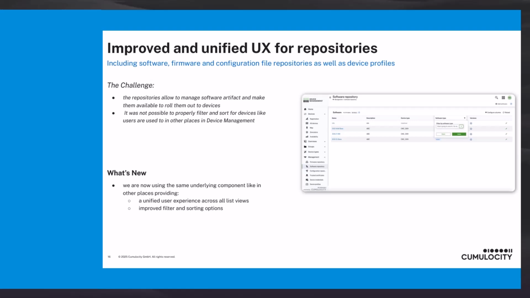So in order to make it easier for you to manage any artifact that you hold in your repository, to easily find everything that you need, we now adopted the same component that we also already use in the all device list and in the wizard for the bulk operations, so that you have a unified experience across all lists in device management, and can also benefit from improved sort and filtering capabilities, so you can directly find whatever you're looking for.